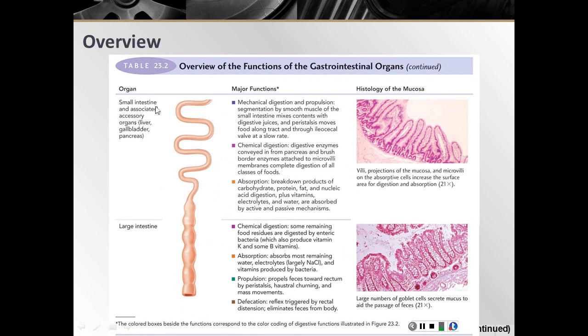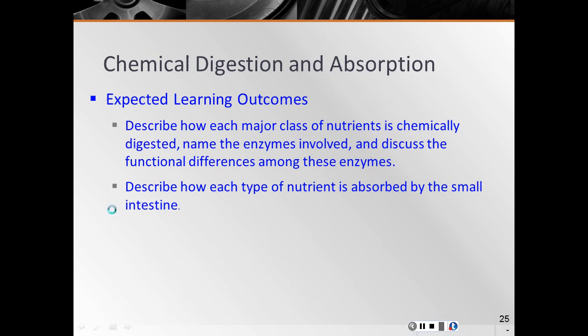Alright, then we have our small intestine and associated accessory organs that deliver, the gallbladder and the pancreas. And here you have the various things occurring, the major functions of this particular area. Then we have our large intestine, where we have the chemical digestion of the food residue that remains, the absorption of some remaining water and electrolytes, and the propulsion of feces toward the rectum. And then we have defecation, which is the final stage where the feces are eliminated from the body. Alright, so that was dealing with those areas.